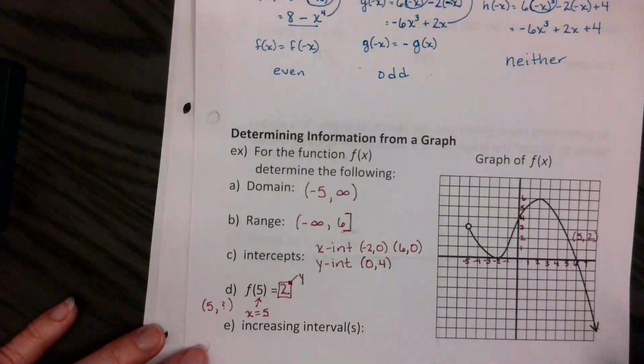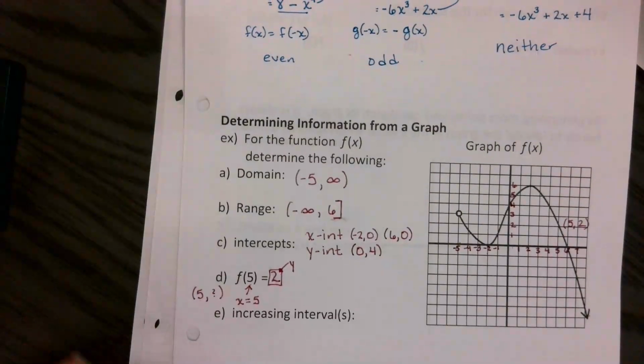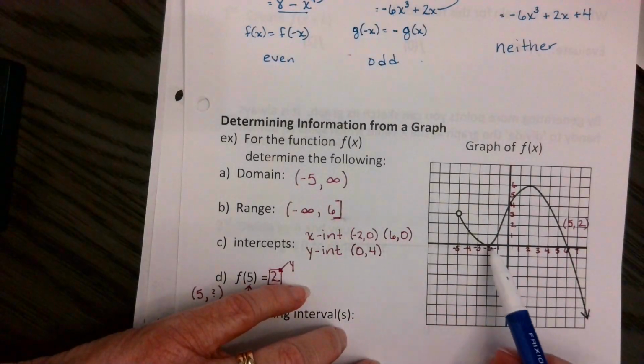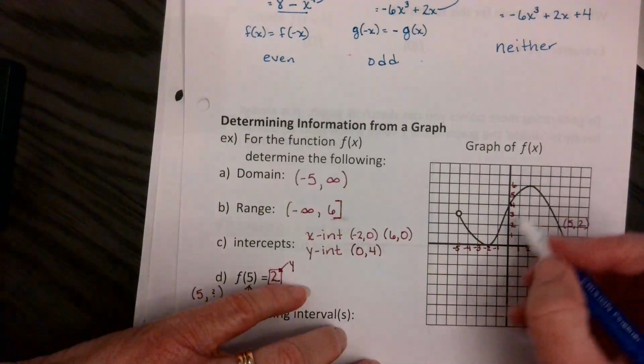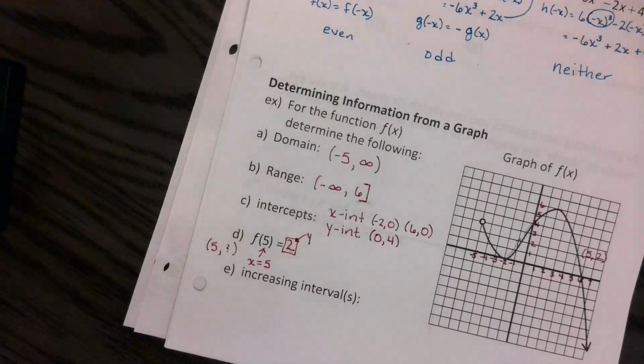Increasing intervals. We're not doing decreasing, just increasing. Okay, so it increases. I don't know if this pen here will work. Okay, so we're going to start from the left. Our graph goes down. It gets to -2, and then it starts going up. Nope, it's not going to work.